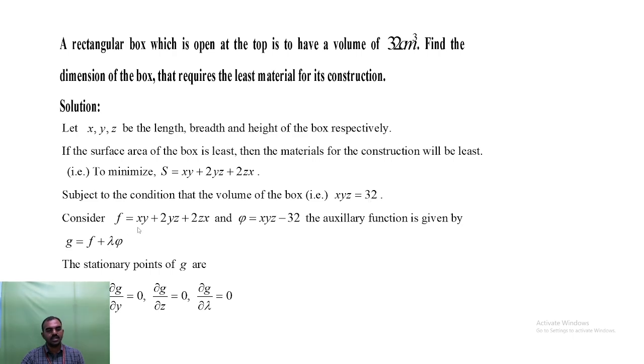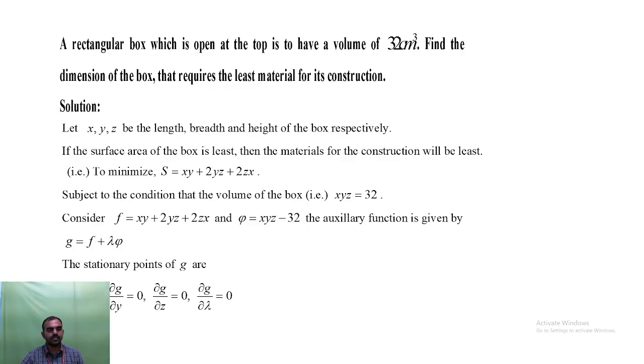So consider this function as f. f is equal to xy plus 2yz plus 2zx, and phi is the function xyz minus 32. The auxiliary function is given by g equal to f plus lambda phi. Next, to find the stationary point of g: dou g by dou x equal to 0, dou g by dou y equal to 0, dou g by dou z equal to 0, and dou g by dou lambda equal to 0.